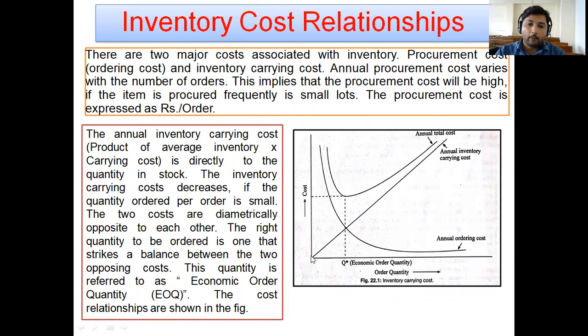If the ordering quantity is very less, that will be considered as near to the origin. So in that case, annual inventory carrying cost will be very much less. As the ordering cost, if you go on this particular straight line and compare this with the x-axis, here you can say that the ordering cost is very much high.